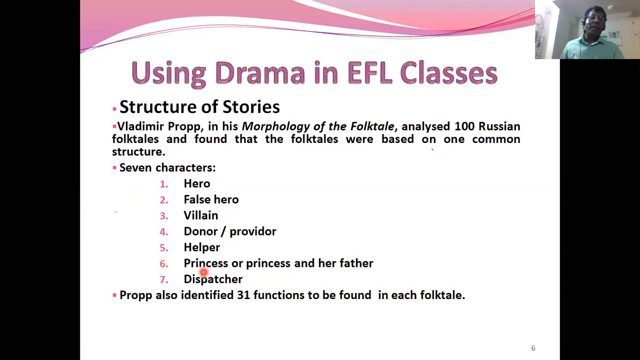Vladimir Propp discovered that every story has 7 characters. He analyzed 100 folktales and found that in his folktales there are these 7 characters. However, there may be one character less than 7, but in a story there are not more than 7. These are the characters found in all stories: one hero and one false hero, one villain, one donor or provider, one helper, one princess and her father, and one dispatcher. These are the common characters that were present in all the folktales that he analyzed.